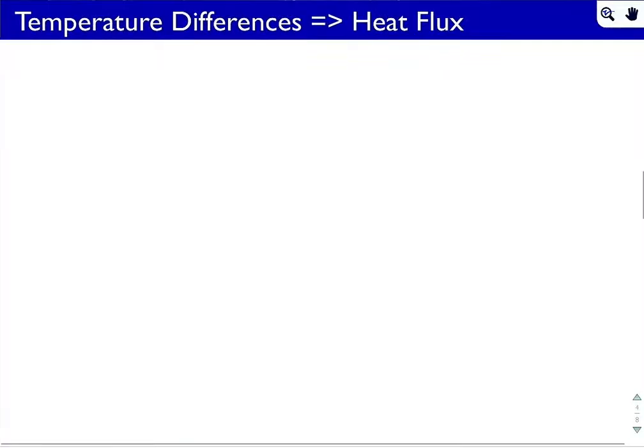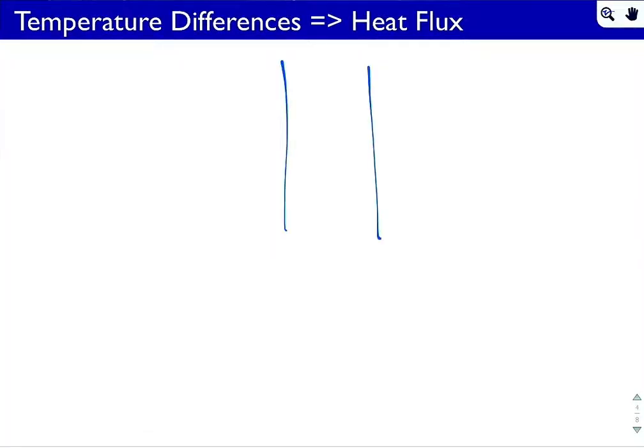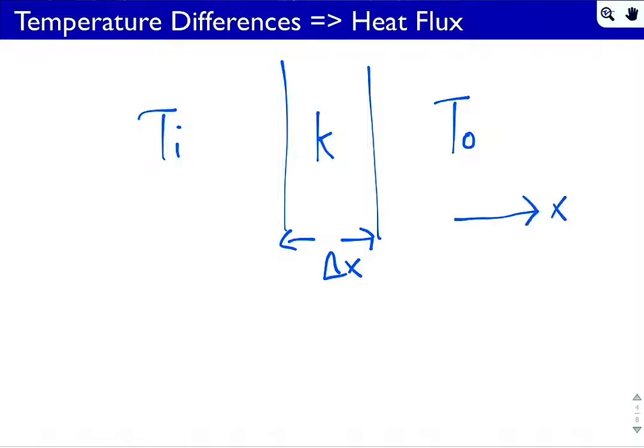Let me just refresh the page here. I have the wall. It is filled with material K. It is a thickness delta X. The inside classroom temperature is Ti. The outside exterior temperature is T naught. And this is my direction x. My heat transfer through the wall can be written as Q equals minus K delta T over delta X.